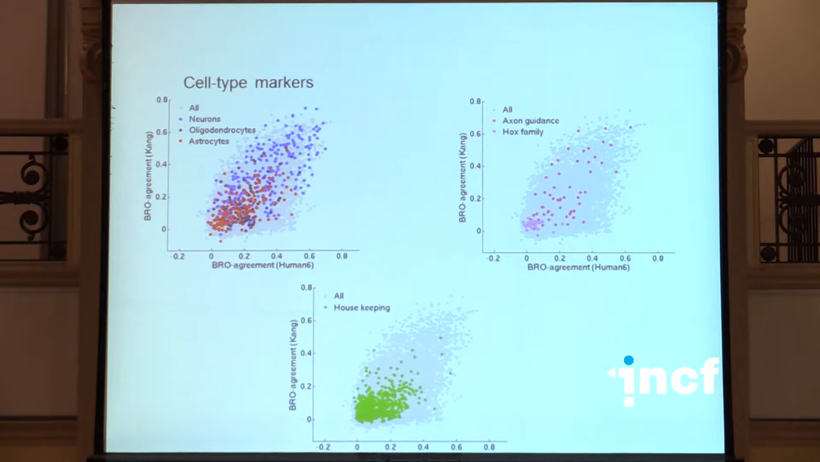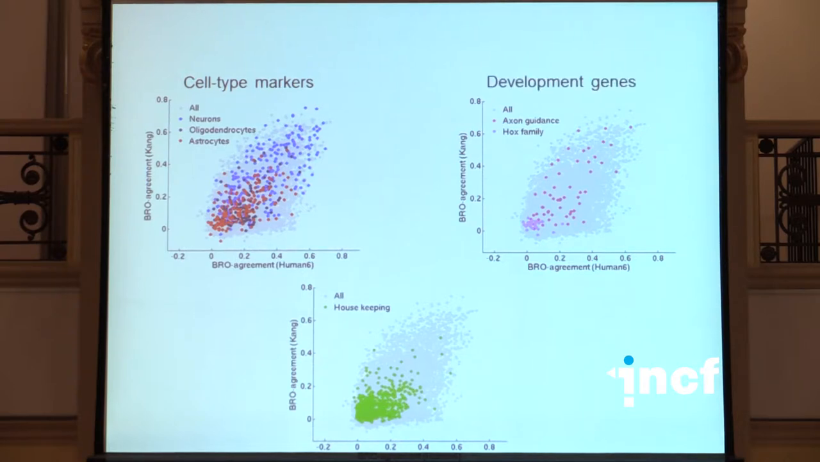We can look at genes that are expressed specifically in some cell types. So you see here that genes expressed in neurons have much higher brain agreement with the ontology, while astrocytes have less. If you only focus on cortical areas, this is actually reversed, so this is interesting.